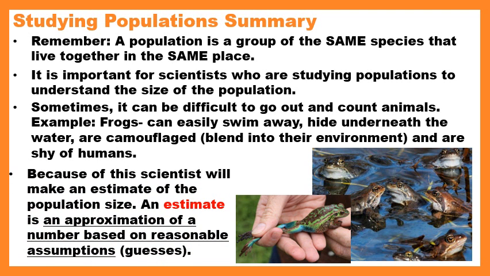Because of this, scientists will make an estimate of a population size. An estimate is an approximate of a number based on reasonable assumptions or guesses. So I always say an estimate is like an educated guess. So you're not just pulling it out of thin air. You're not just randomly coming up with a number. It's based off of evidence and it really is your best guess.